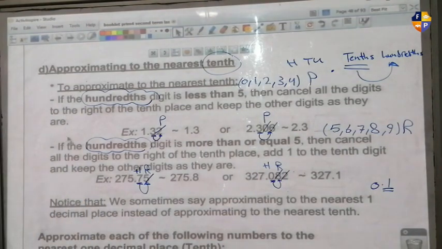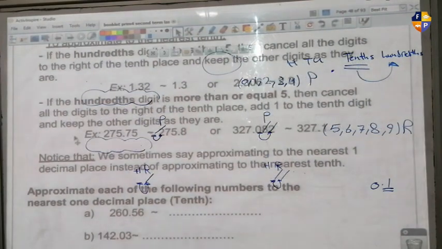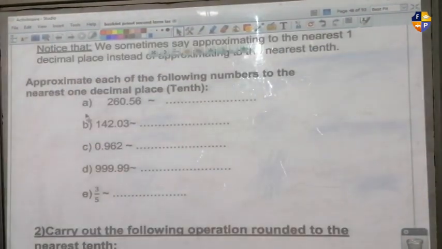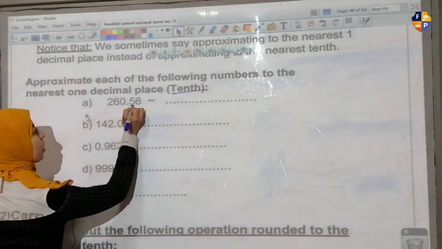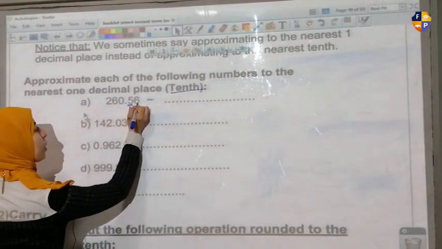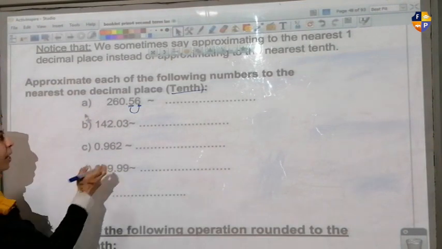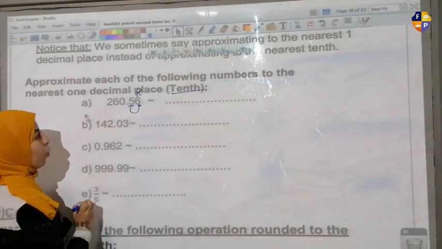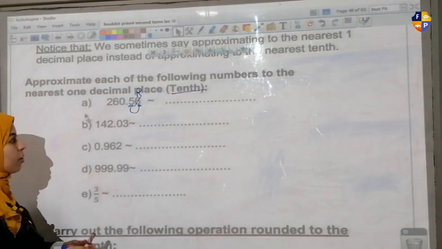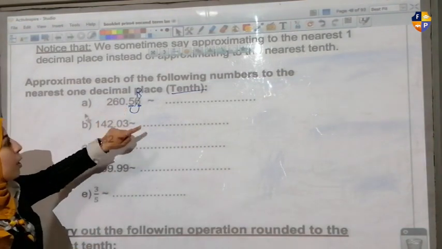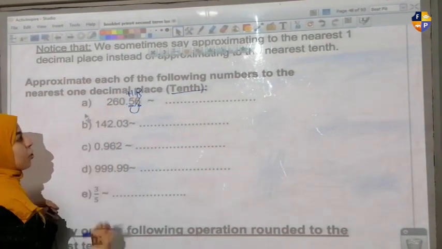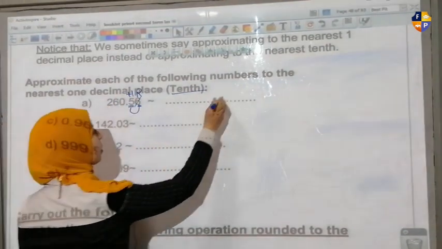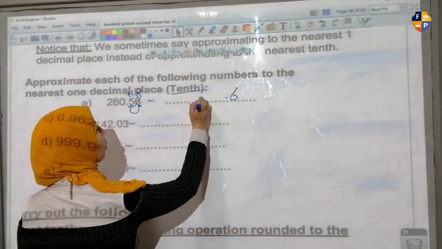And now with the first exercise, approximate each of the following numbers to the nearest one decimal place or to the nearest tenth. Underline the digit in tenths. Look at the digit after tenths, in hundredths place. 6 is rich. Cancel the digits to the right of tenth, rich, so I will add 1 to tenths and keep the other digits as they are. 5 plus 1 equals 6.260.